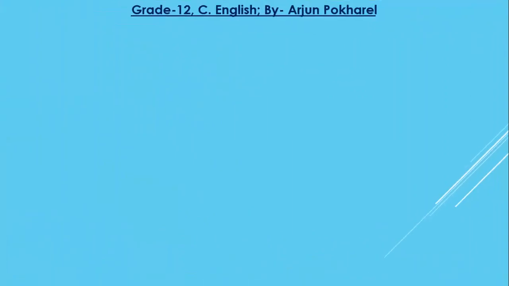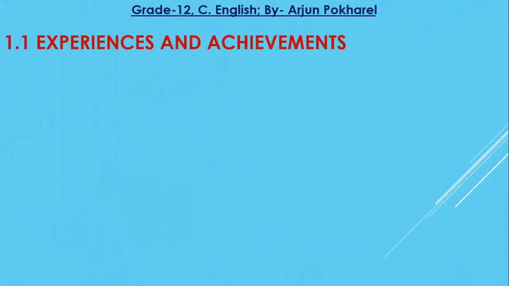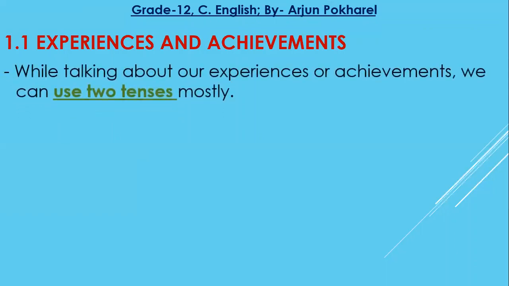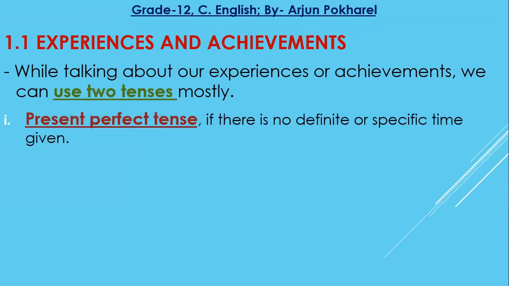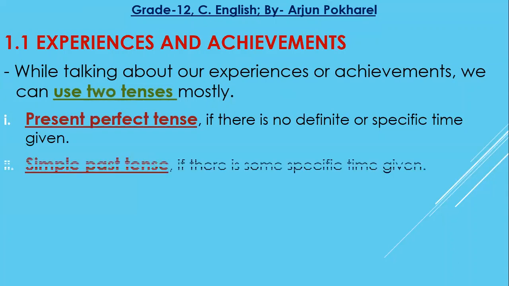In the student's book, subunit 1.1, we have the topic experiences and achievements. While talking about our experiences or achievements, we can mostly use two tenses. What are the two different tenses that we can use? They are present perfect tense and simple past tense.